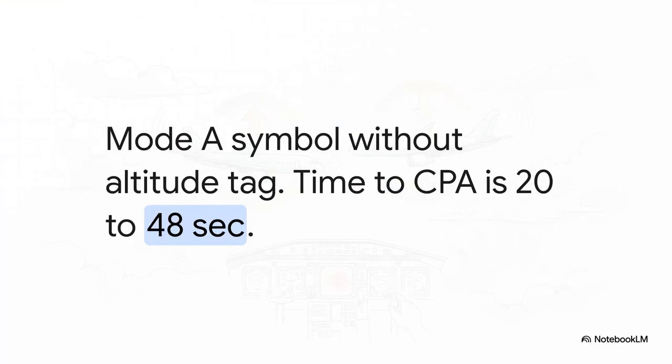Now, if you see a TA symbol pop up without an altitude tag, you're looking at a Mode A only threat. Basically, that means it's a standard transponder without altitude data. And here is exactly where time becomes a massive factor. At the TA stage, your time to closest point of approach, your CPA, is between 20 to 48 seconds. To memorize this critical window, use the CPA time trick. TA gives you 20 to 48 seconds to think. That's your window, guys. Spot the traffic and prepare for a potential escalation.